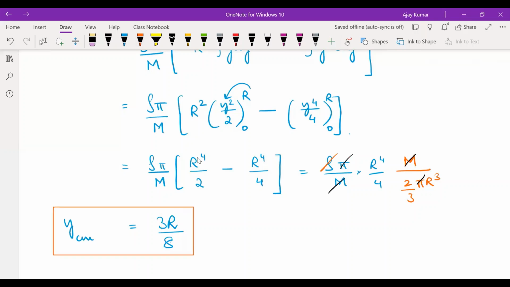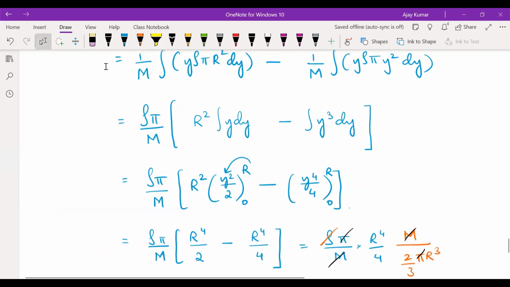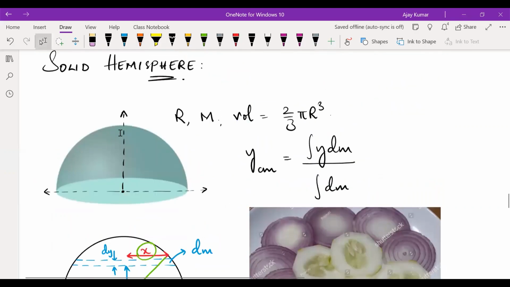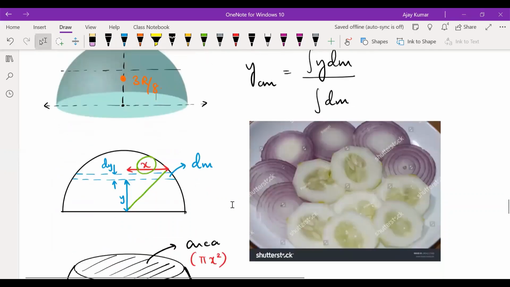Three r by 8 is less than r by 2. Okay. So it will be at a height less than half of the radius. Half of the radius is maybe somewhere here. Center of mass will be here. 3r by 8.